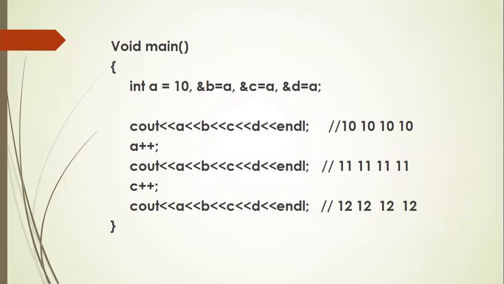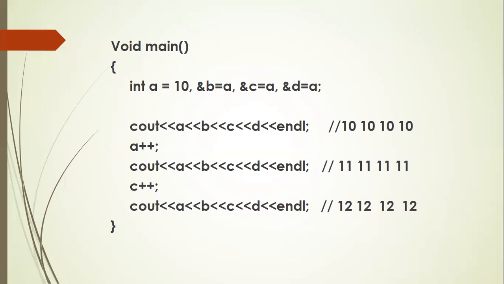When A becomes 11, as already told, whenever a variable gets altered, all its references get altered. Whenever any one reference gets altered, all the remaining references and the original variable get altered. So here A++ increments the value of the original variable by 1. Now A becomes 11, which means naturally B, C, D also become 11. Then the second output would be 11, 11, 11, 11.